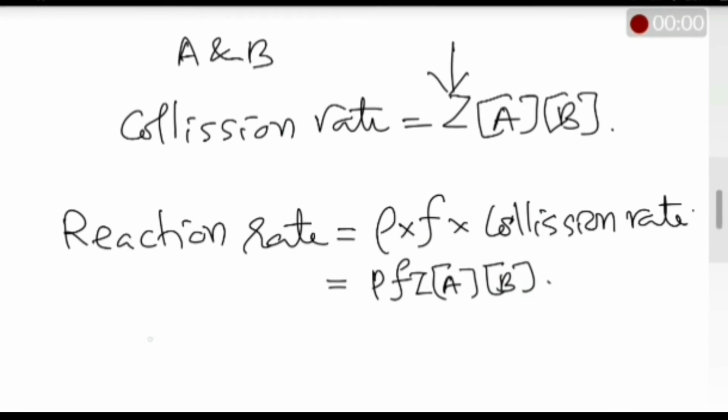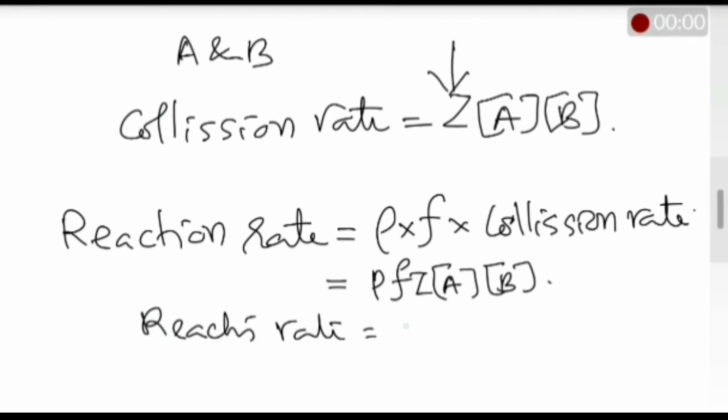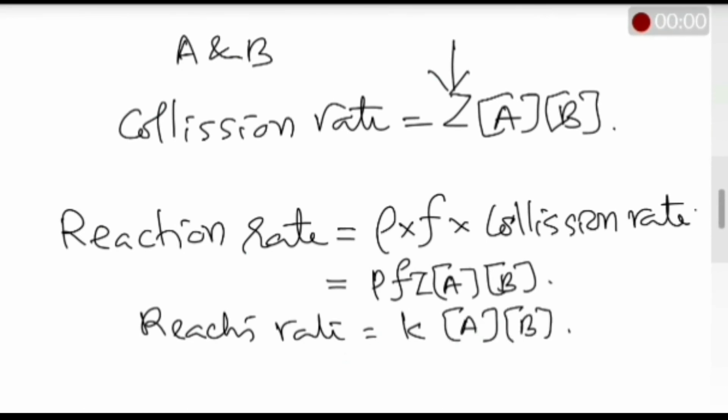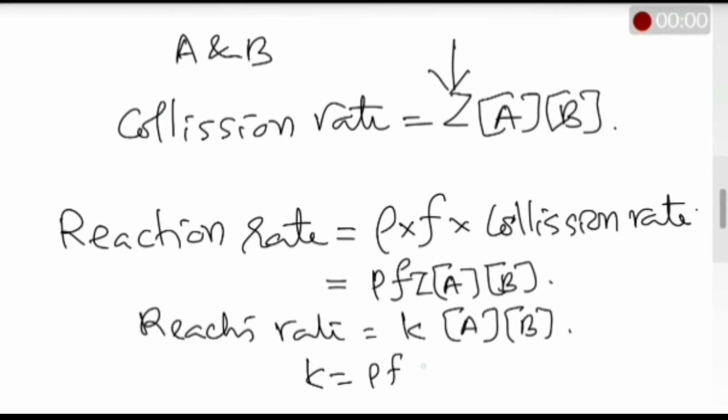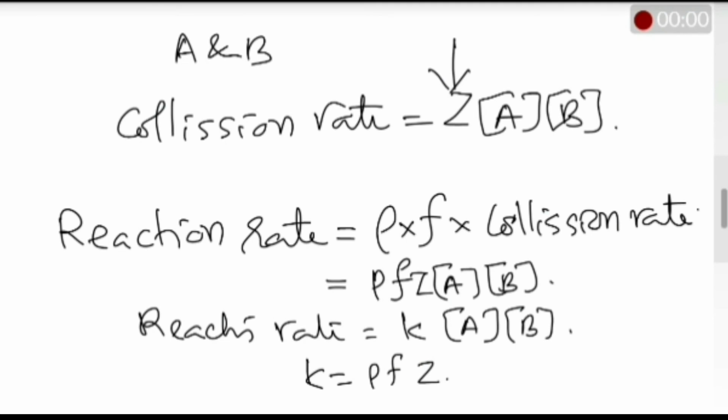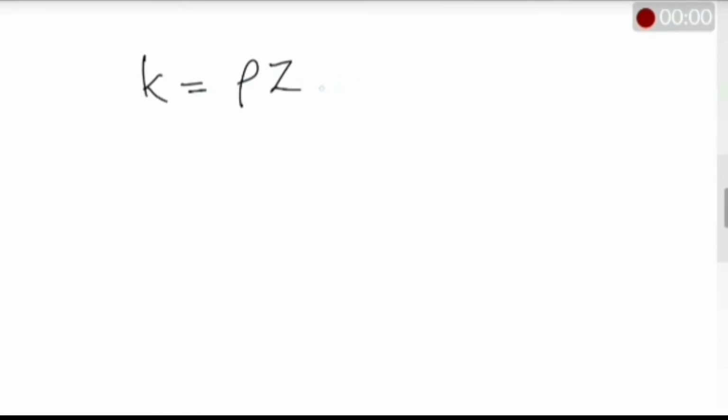We already know from the previous studies that the reaction rate is equal to K into molar concentration of A into molar concentration of B. So now you can write K is equal to P into F into Z. This equation is what we call the Arrhenius equation. If you elaborate what F is, the Arrhenius equation could be written as K is equal to P into Z into e raised to minus EA by RT.